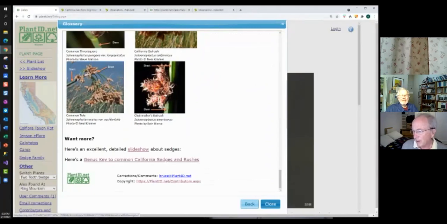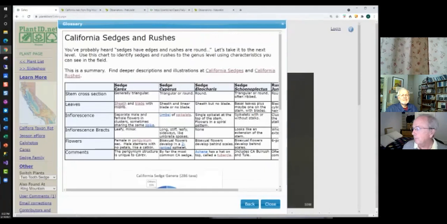There's a second layer. I'm going to go up even higher. We started at the plant level, and then we went to the genus. Now I'm going to go up to a key to the different California sedges and rushes.